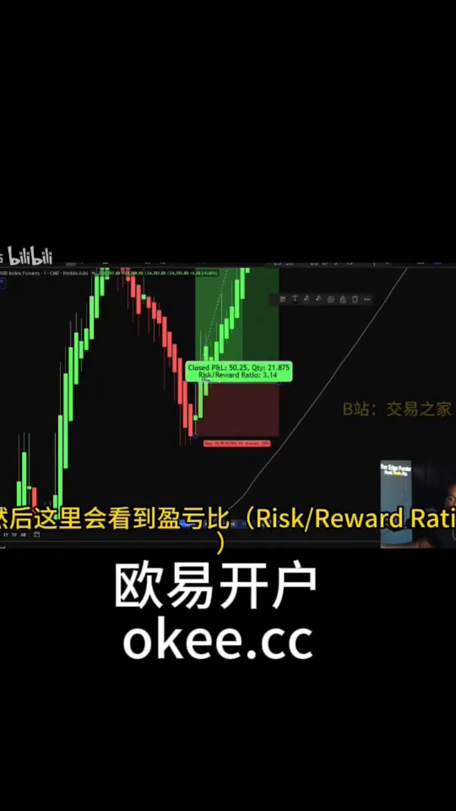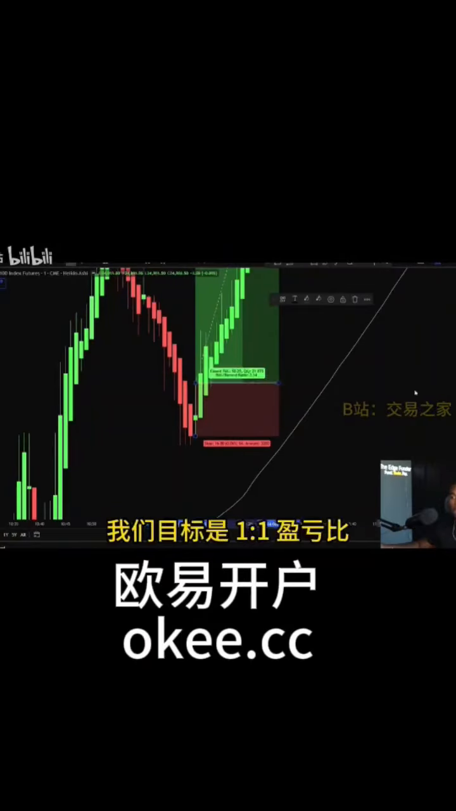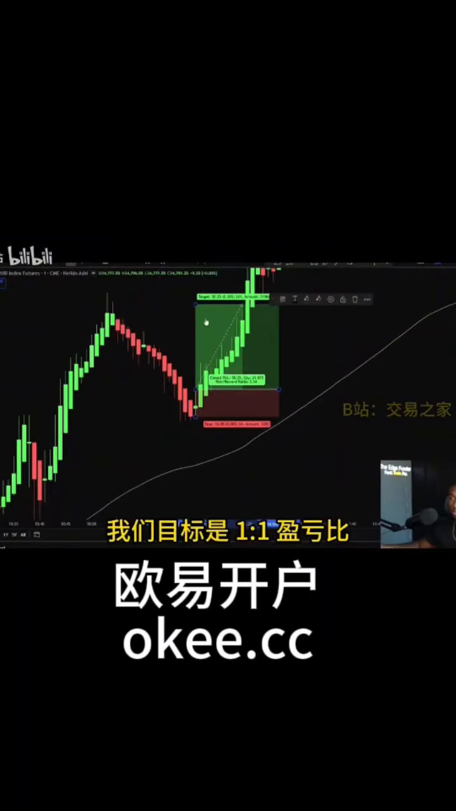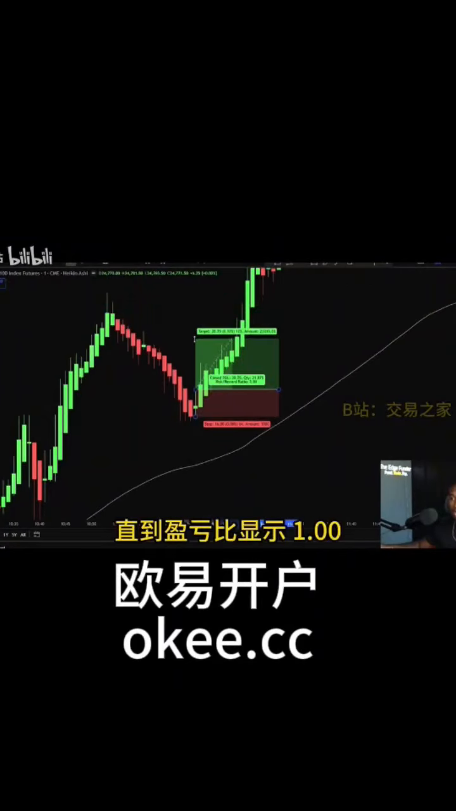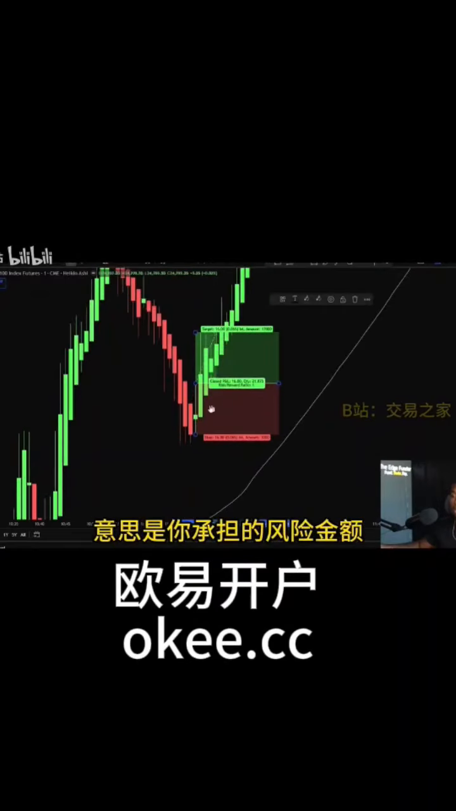And then you'll notice here, risk/reward ratio. As I mentioned on the checklist, we're always going for a 1-to-1 risk-to-reward ratio. So all we're doing is we're going to drag our take profit down until that number says 1-to-1. Right here, risk-to-reward ratio, now it says 1. Meaning the amount of money that we risked, that's also the amount of money that we're going to make. So let's say if price hit our stop loss, we'd lose $100. If price hits our take profit, we'd actually make $100.